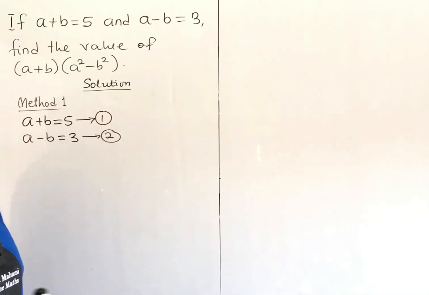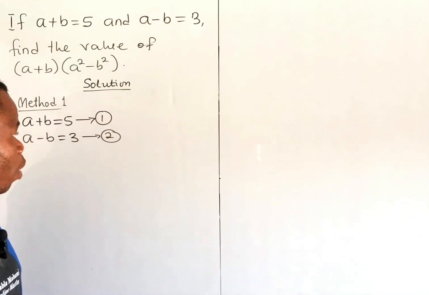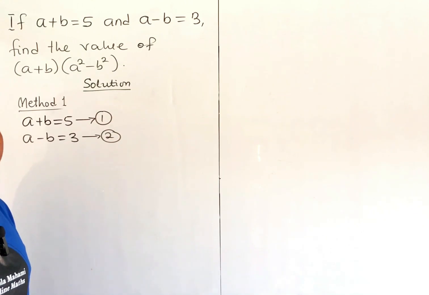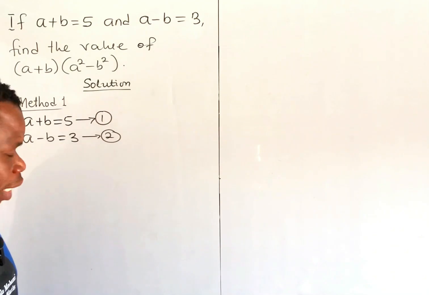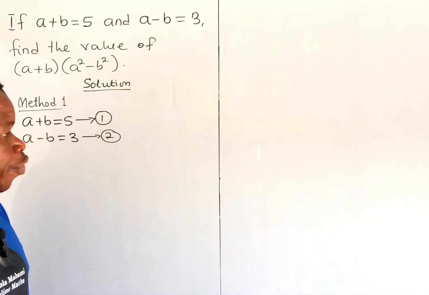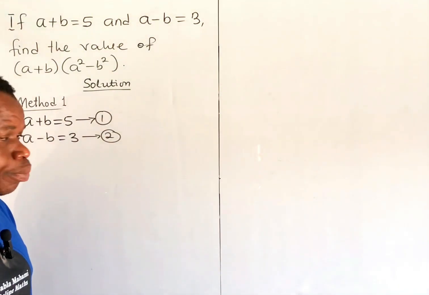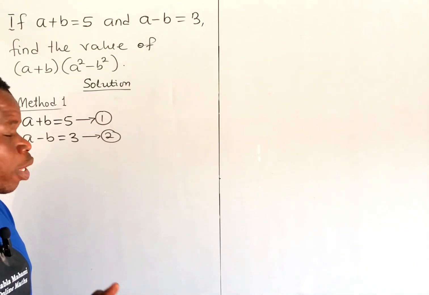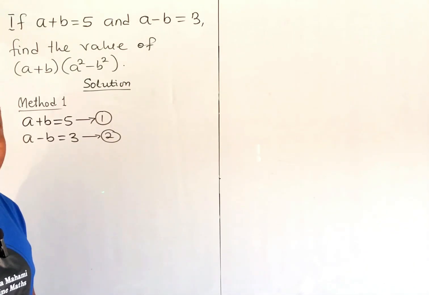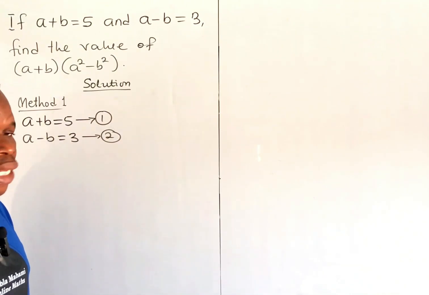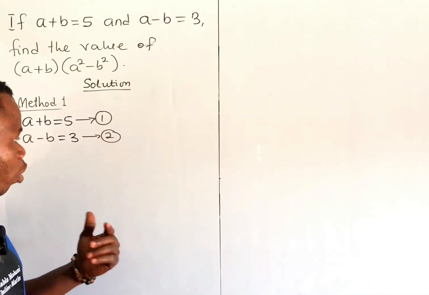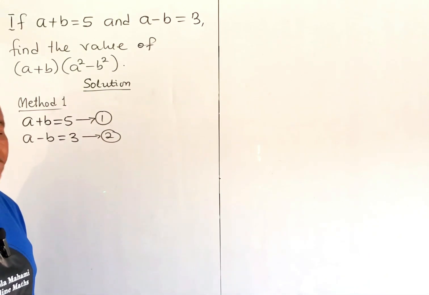Since we now have two equations on the board, which involve two different variables, A and B, it means that we can use one of the methods that we normally use to solve simultaneous equations involving two variables. That is the elimination method, substitution method, and the graphical method. For this particular question, the elimination method will be easy for us to use. So let's solve it by using the elimination method.